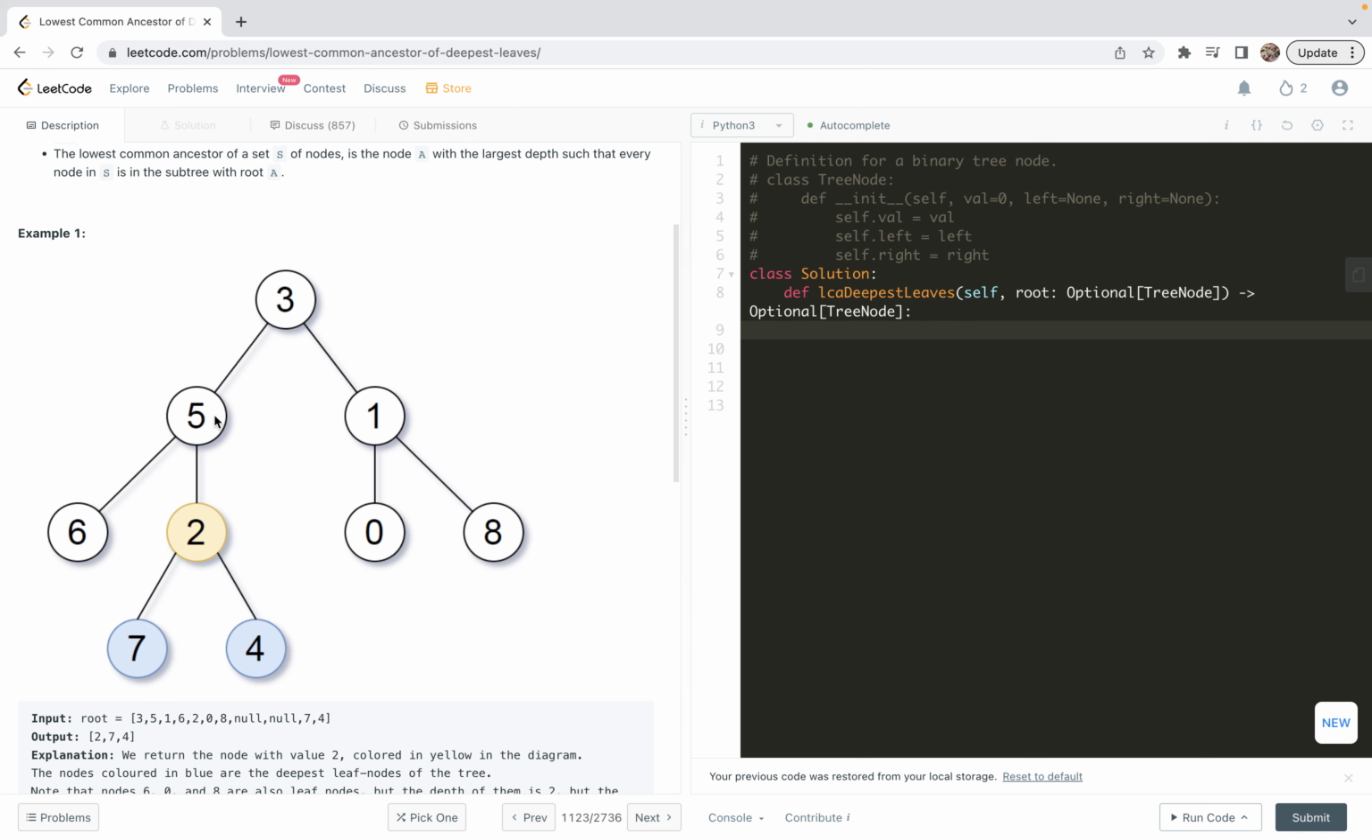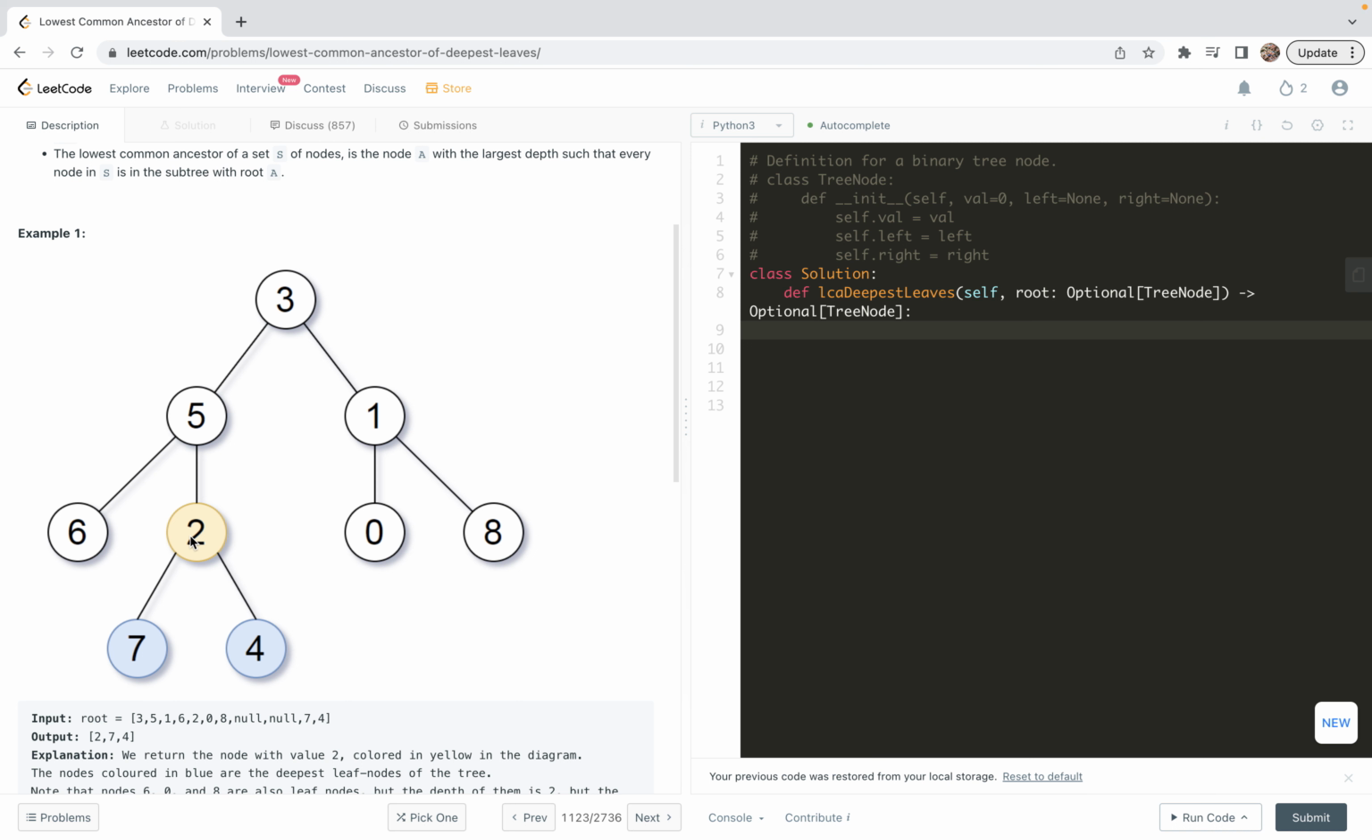Now we are at root 5. If we look at root 5 and examine its left subtree and right subtree, we notice that the right subtree is one level deeper than the left subtree. So we move to the right subtree. Then we arrive at the root 2. Now if we look at this node, its left subtree and right subtree have the same depth. So this node 2, or the tree rooted at node 2, is the thing we want to return, right?